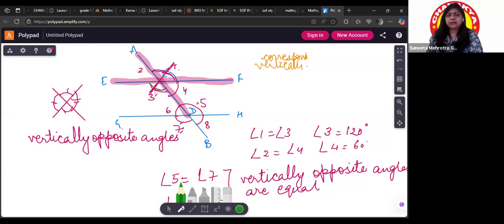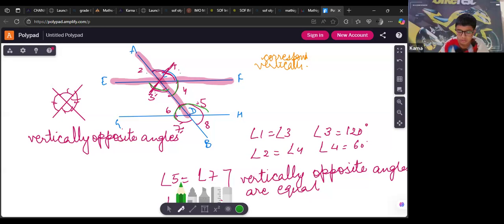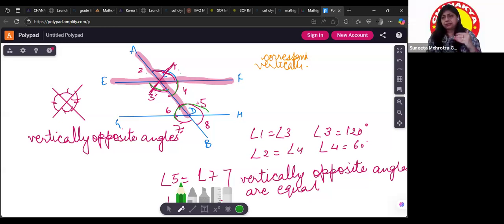angles 3, 4, 5, 6. These are all inside the lines. Angles 1, 2, 7, 8 are outside the lines. So these four angles, 3, 4, 5, 6, are the interior of the lines. And if you skip one angle, that means after 3, 4, and then 5, these are alternate. Angle 3 is equal to angle 5. Why? Because they are alternate interior angles.